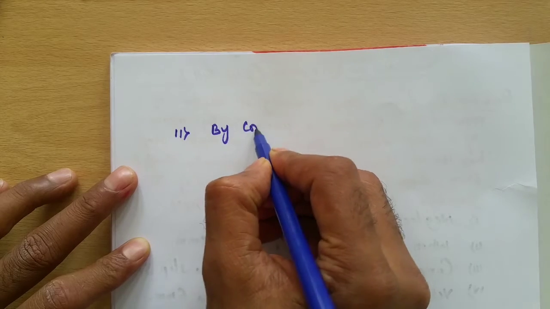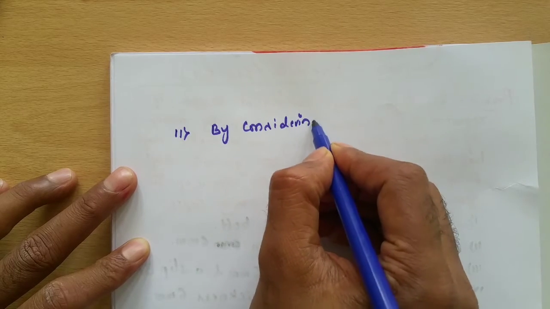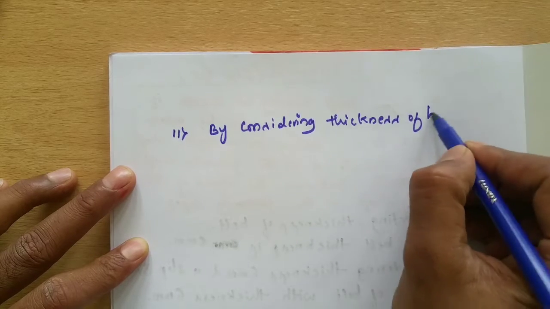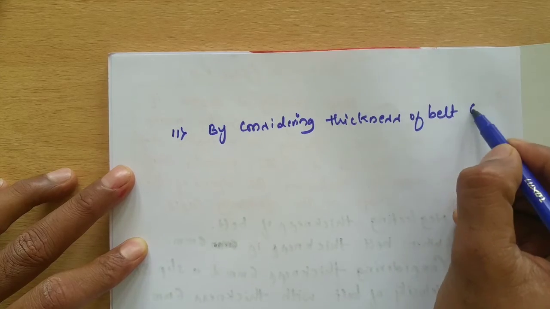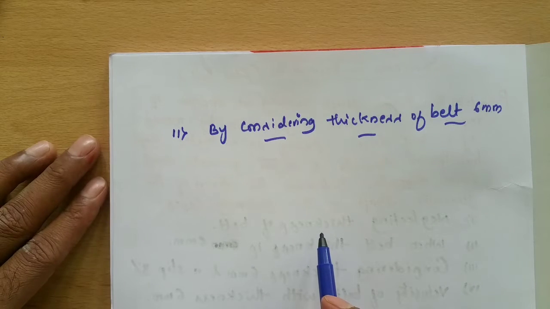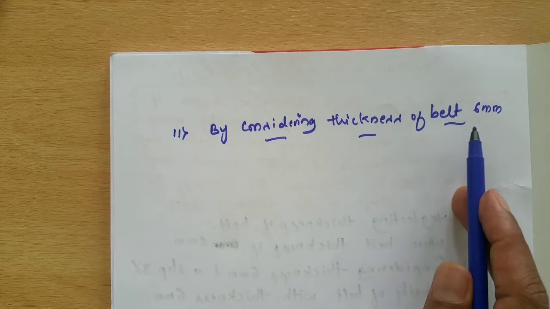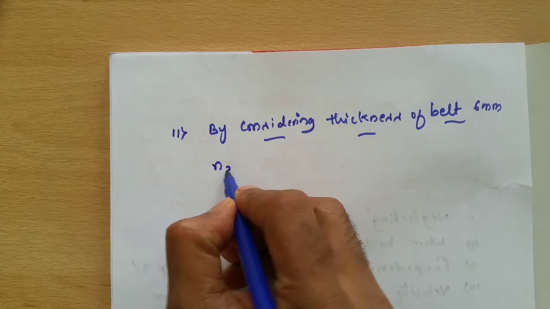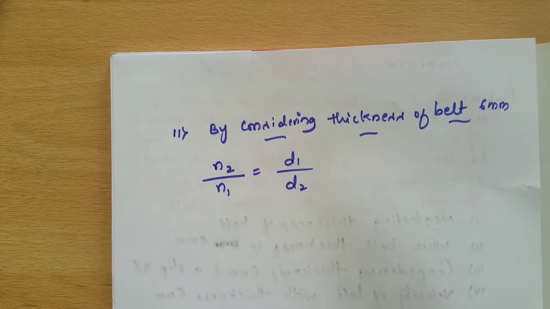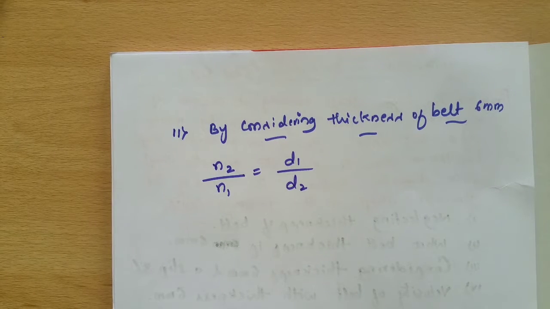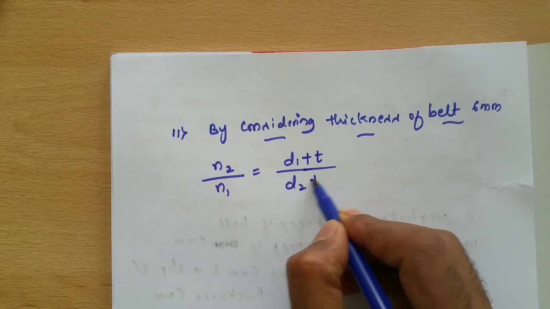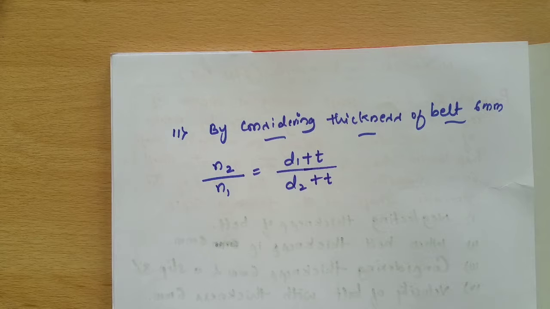By considering the thickness of the belt, the second case is to find the speed of the driven member considering a belt thickness of 6 mm. The velocity ratio is given by N2 by N1 is equal to D1 by D2. This is the formula to calculate the velocity ratio by neglecting the thickness. If you have to consider the thickness, we take the thickness in the numerator as well as in the denominator, that is, we add it.